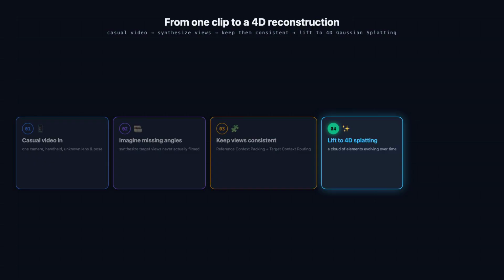Finally, it lifts everything into 4D Gaussian splatting. All those consistent views get fused into a splatting model that represents the person as a cloud of tiny elements evolving over time, giving you a reconstruction you can render from any angle at any moment in the clip.